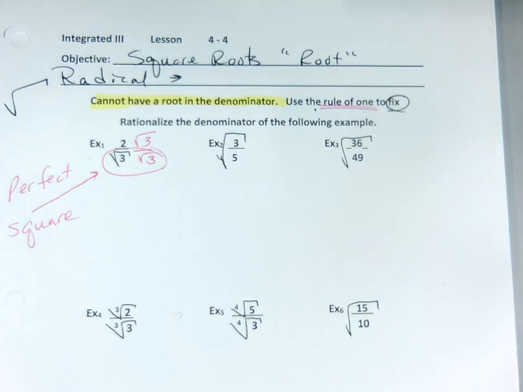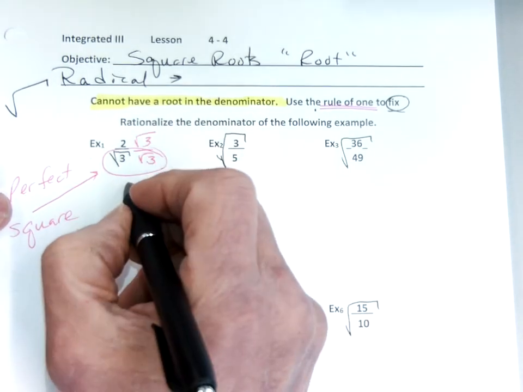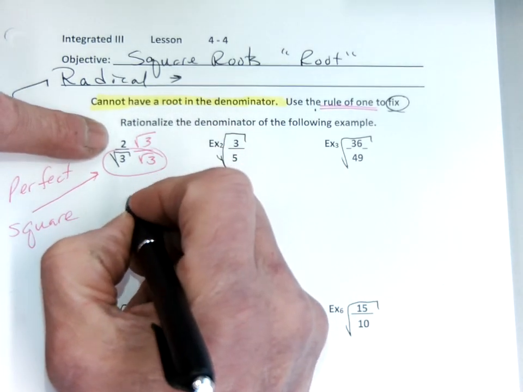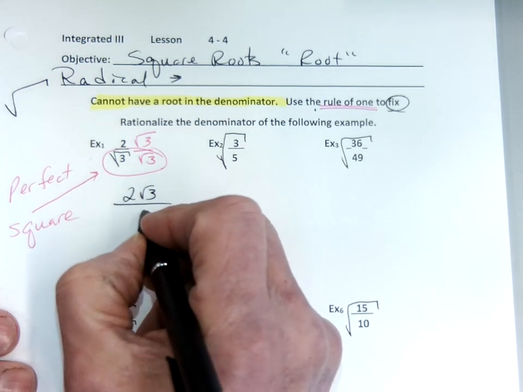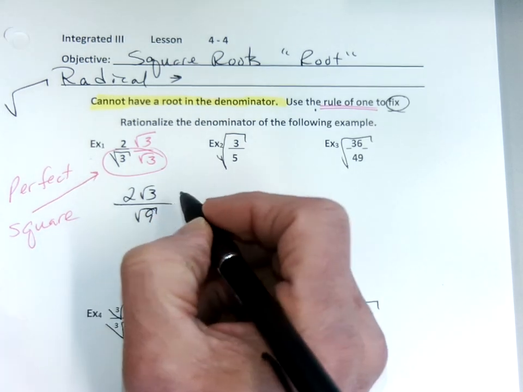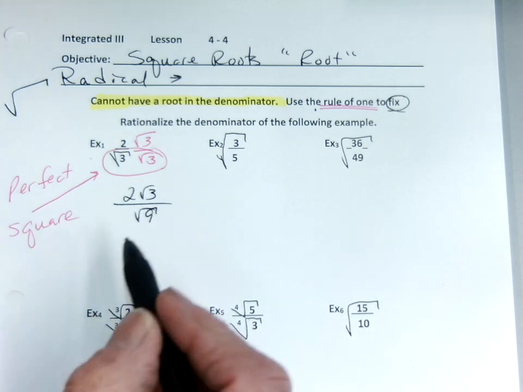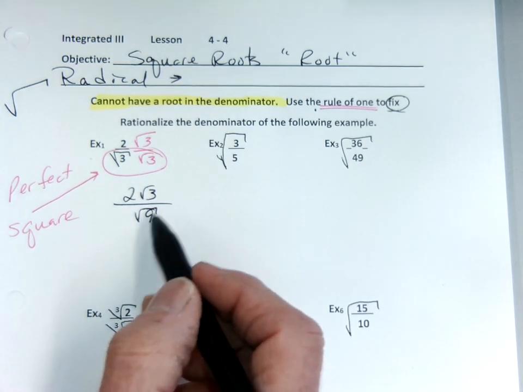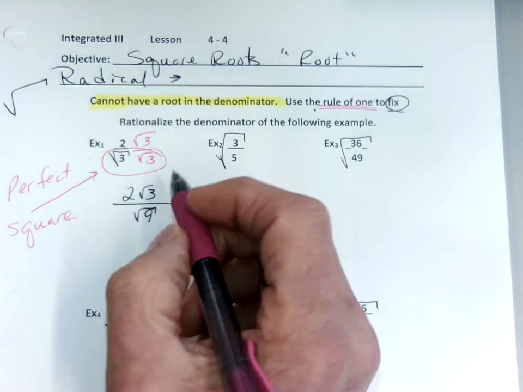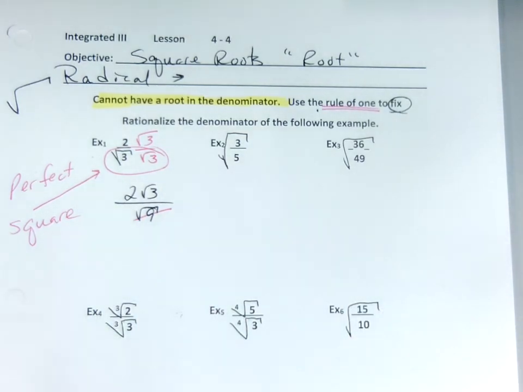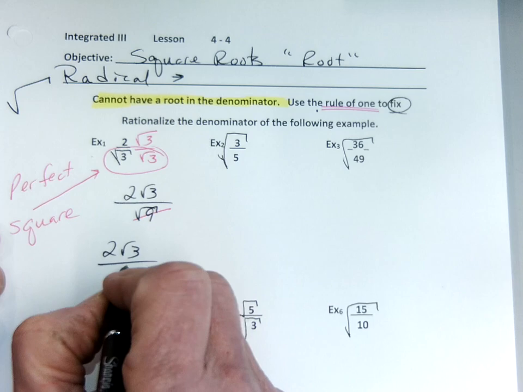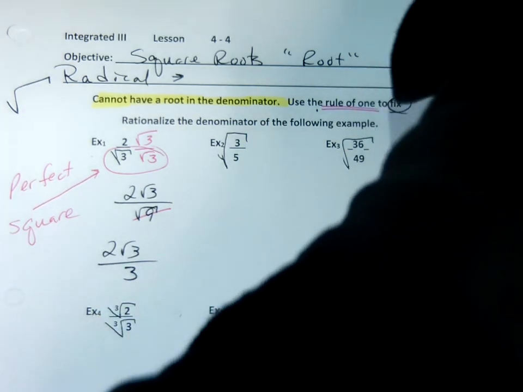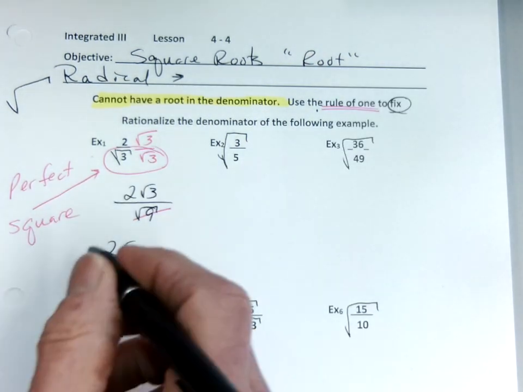So I would rewrite this now as, on the numerator, 2 square roots of 3. In the denominator, you get the square root of 9. And the reason we did this is because the square root of 9 is just 3. So it becomes a whole number, not a square root number. And I get 2 square roots of 3 over 3. Now, don't be tempted. That is the answer.